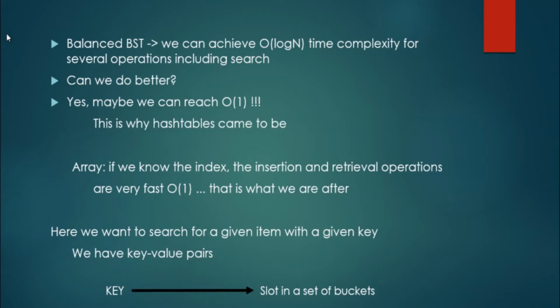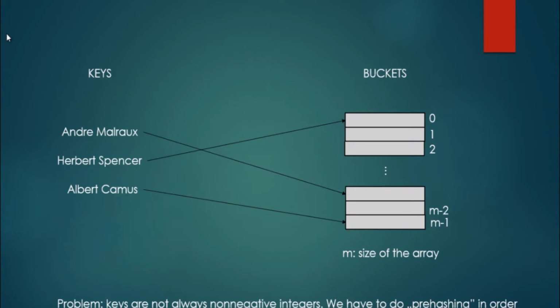So here we want to search for a given item with a given key. We have key-value pairs, we have keys, and we have slots in a set of buckets, and we want to find a relationship between the two of them. So we just want to insert, for example, a value that has a certain key. The keys can be integers, custom objects, or strings, such as here, for example, names of famous authors and writers: André Marlowe, Herbert Spencer, Albert Camus.